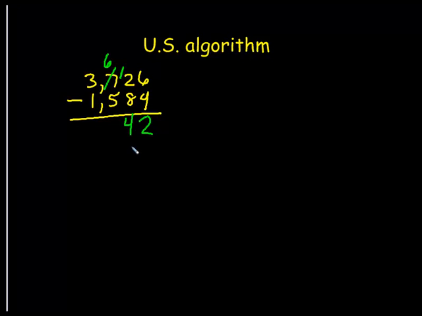So if we look next door, we have 6 hundreds and 5 hundreds. If we have 6 hundreds, we take away 5, we'll have 100 left. And we have 3,000 minus 1,000 will give us 2,000. So we see our answer is 2,142.